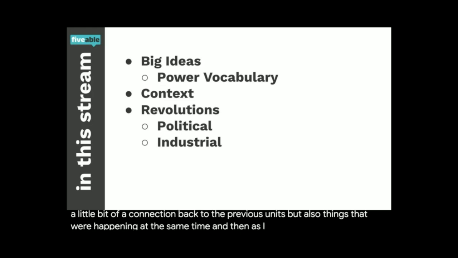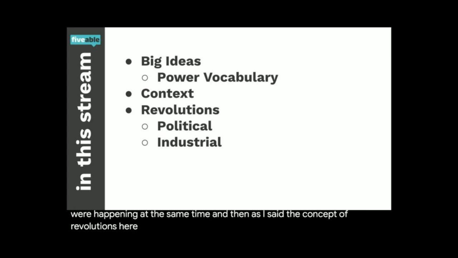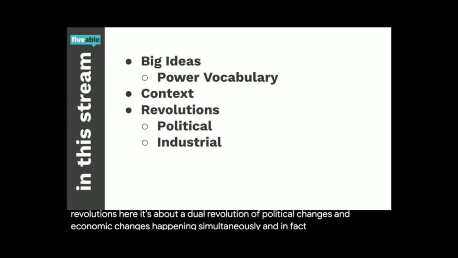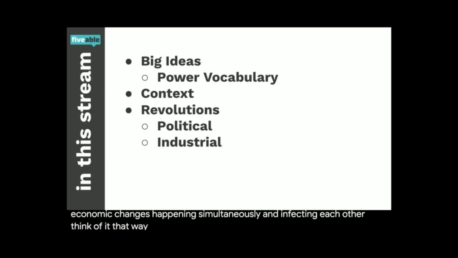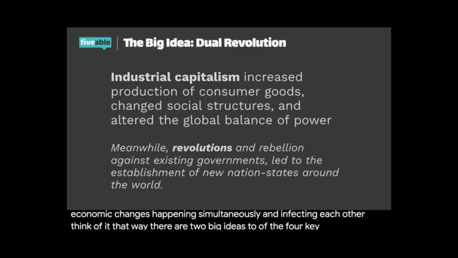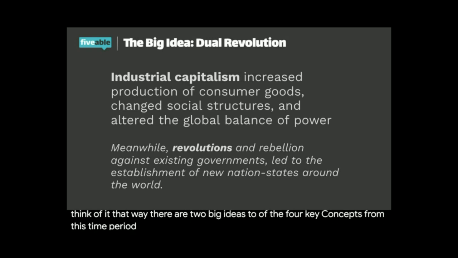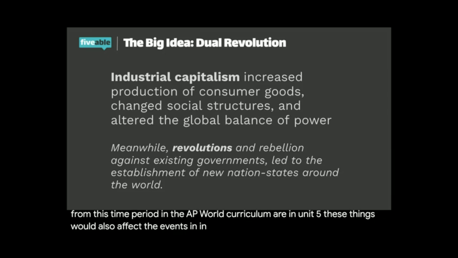And then, as I said, the concept of revolutions here is about a dual revolution of political changes and economic changes happening simultaneously and affecting each other. So you kind of want to think of it that way. Okay. There are two big ideas, two of the four key concepts from this time period in the AP World Curriculum, are in Unit 5. These things would also affect the events in Unit 6.